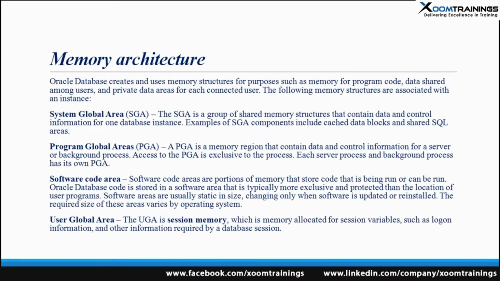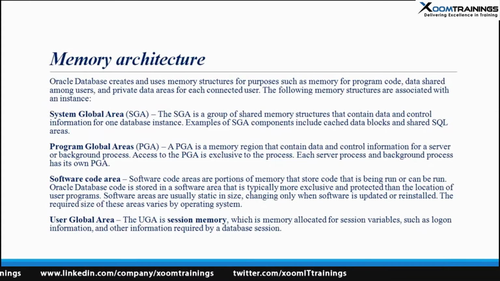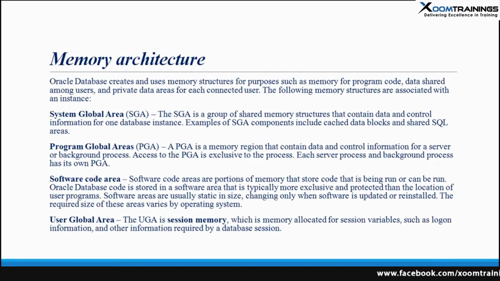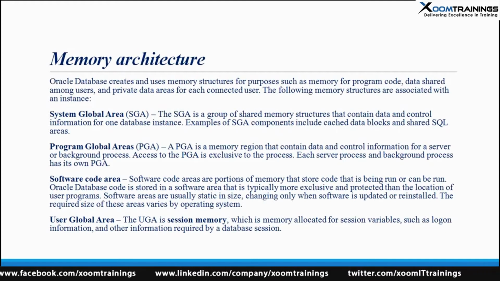Then we have the program global area. The PGA is the memory region that contains data and control information for server or background processes. Okay. So, by the definition we heard the word background processes. Background processes are internal programs of Oracle. The Oracle software runs multiple internal programs, and those programs are known as the background processes. So the region where the background processes operate is known as the program global area.